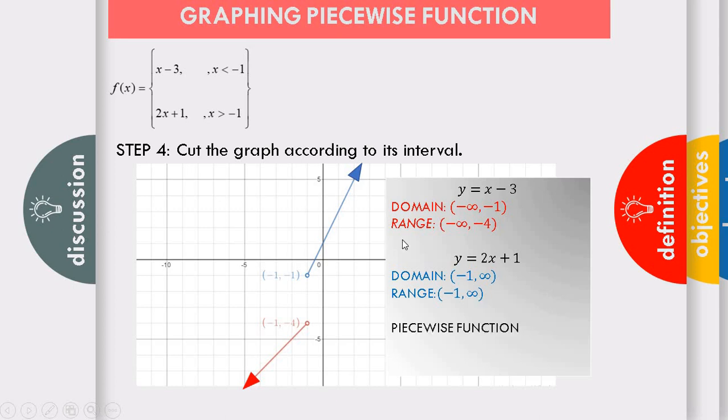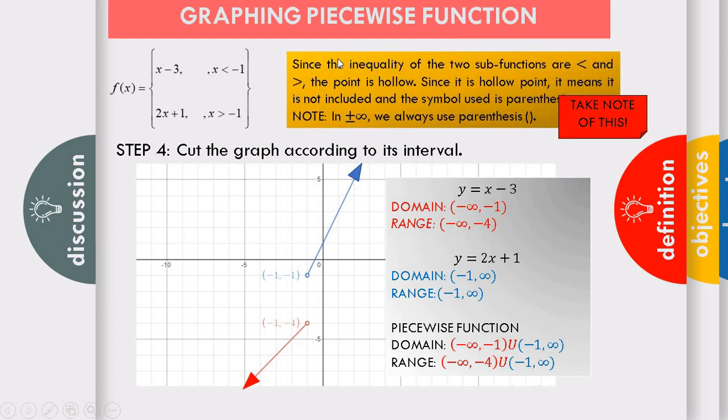So next, we will combine the domain and the range of two functions or two subfunctions. So we will be having in the domain negative infinity to negative 1 union negative 1 to positive infinity. While the range, negative infinity to negative 4 union negative 1 to positive infinity. So we will be using union in combining sets. Okay?